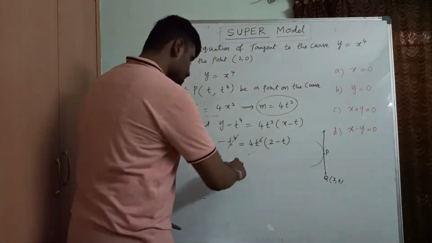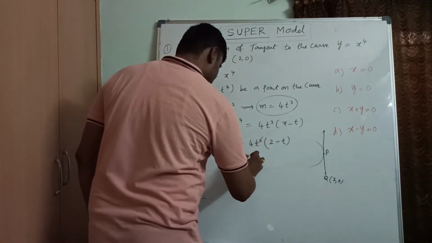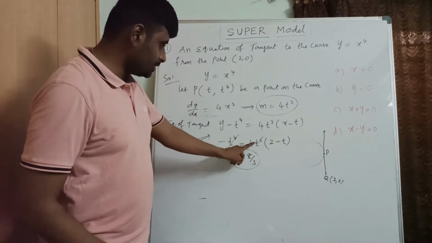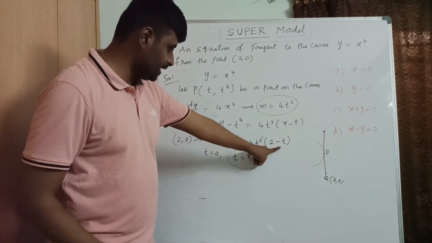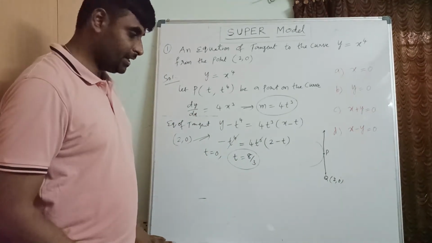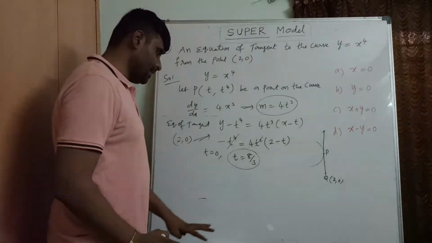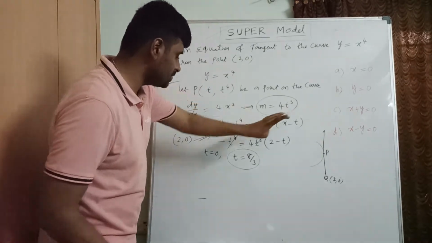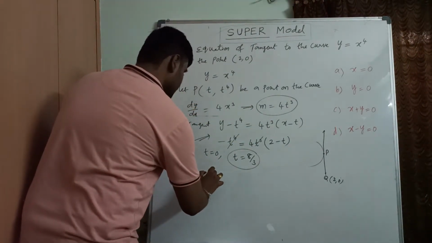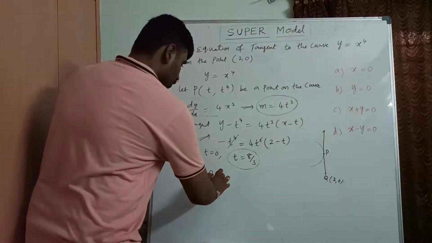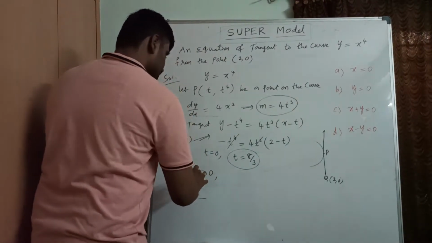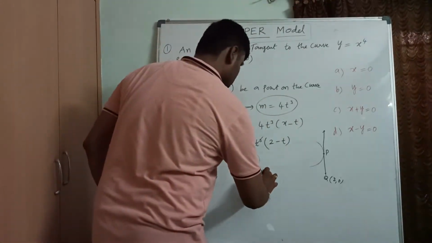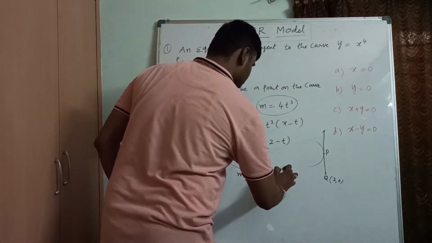Now, minus t equals minus 8 by 3 times... so t equals 8 by 3. So t equals 8 by 3 is the other value. Whenever t is 0, what is the slope? 4 into 0, so the slope is 0. That is the slope of the first tangent. What is the slope of the second tangent? We take m2: for t equals 8 by 3, it is 4 into (8 by 3) whole cube.